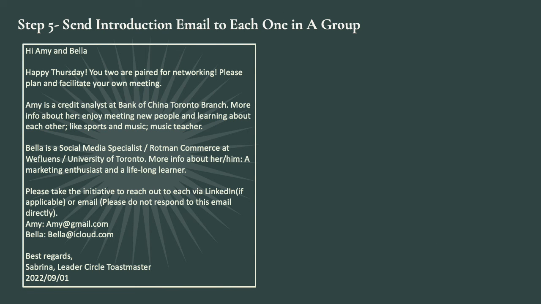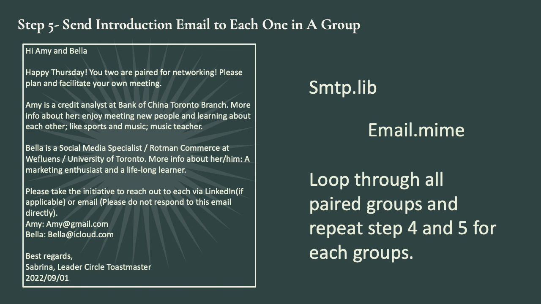Now we have the finished email in hand, and the final step is to send it to each one in a group. I use smtplib and email.mime to finish the work. Since I have introduced these 2 libraries again and again in my other videos, I will not elaborate on them now. Since we need to write and send emails to different groups, I will have Python loop through all the paired groups and repeat steps 4 and 5 again and again.